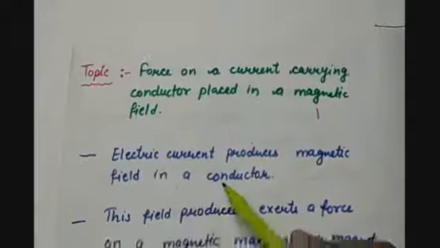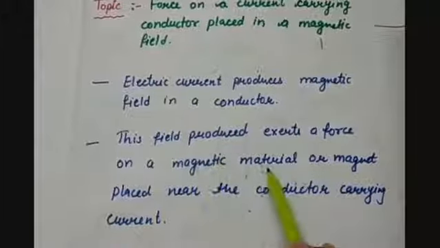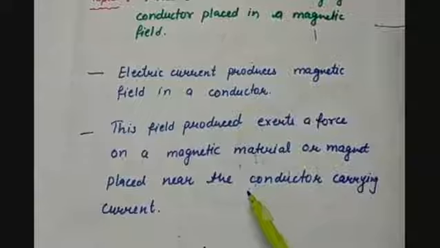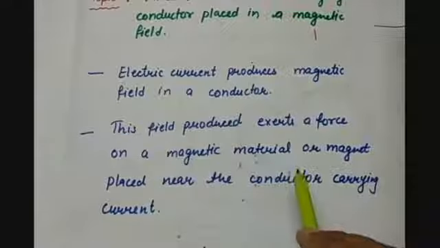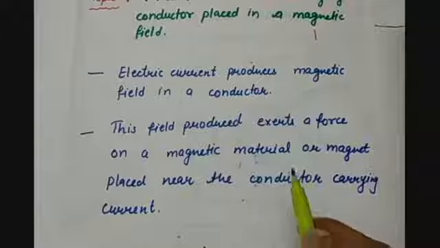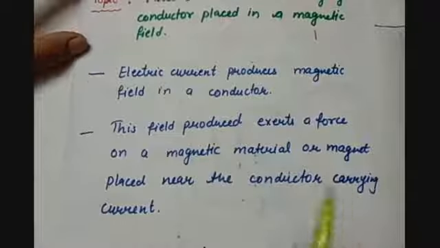So dear students, as we all know that electric current produces a magnetic field in a conductor, and this field produced exerts a force on a magnetic material or magnet placed near the conductor carrying the current. And we know why it happens, because when current flows in a conductor, then magnetic field is produced around the conductor, and when this magnetic field of the conductor interacts with the magnetic field of any magnetic material, then there is a force which exerts on the magnetic material.